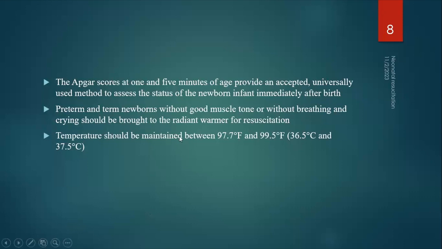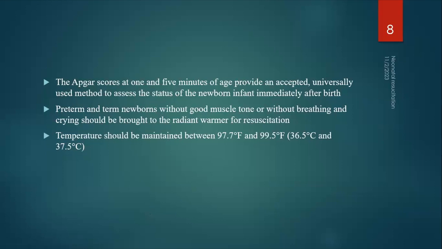For this assessment, we have 2 methods of assessment immediately at delivery. We can use the Apgar score assessment at the first minute and the fifth minute. The first minute Apgar score will tell us the requirement of resuscitation, and the fifth minute Apgar score will tell us how adequate the resuscitation was. So it will tell us the adequacy of the resuscitation.